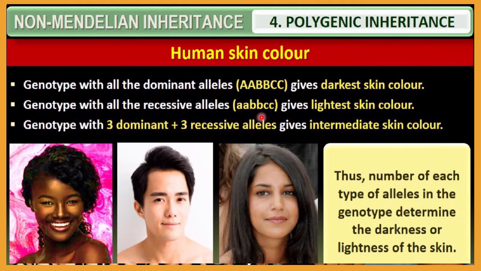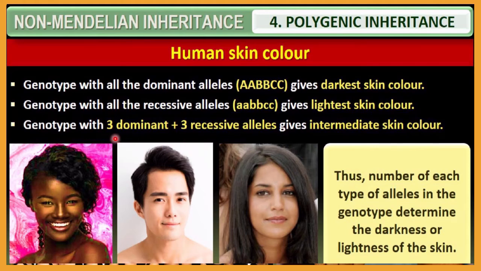Okay, so you must remember, the more dominant alleles present, the darker the color. And the more recessive alleles present, the lighter the color. Let me give one more example. Suppose 2 dominant alleles are there, and then 4 recessive alleles are there. Then what happens? There is a skin color with a lighter shade.